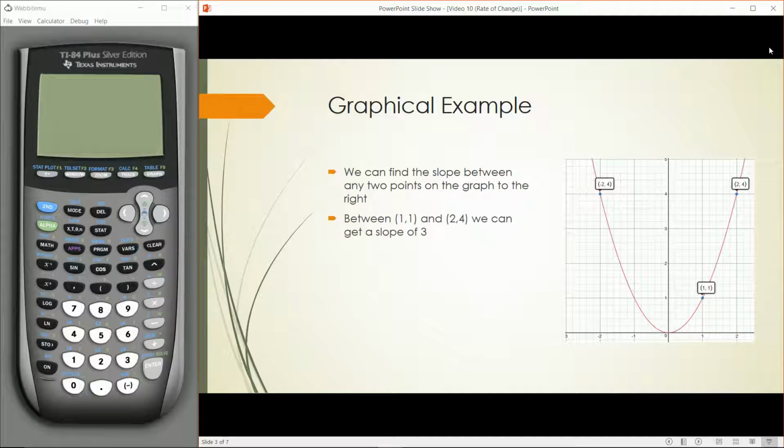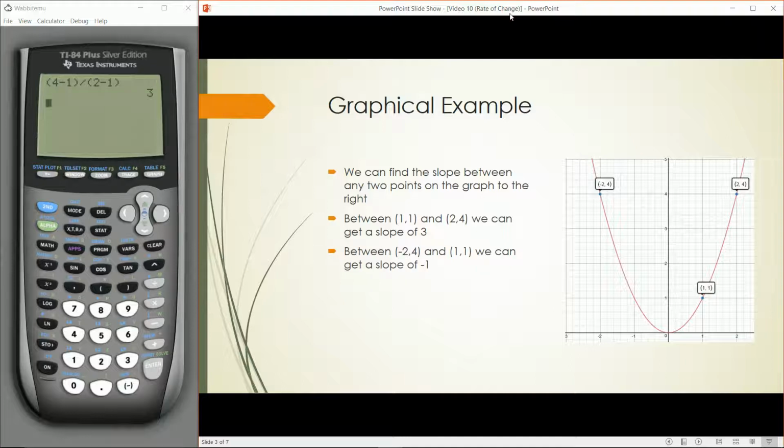So if we look between the point (1, 1), which is down here, and (2, 4), we get a slope of 3. For those of you who don't remember how to do that, you take y2 minus y1, and then divide that by x2 minus x1. So we have 4 minus 1 divided by 2 minus 1. Now, if you want to do that in the calculator, you have to make sure you use parentheses. So let's quit this graph. We want to do (4 minus 1) divided by (2 minus 1), and that gives us 3.